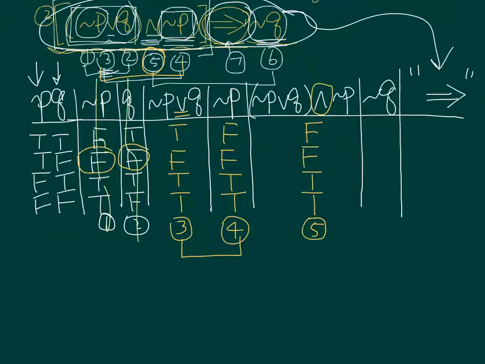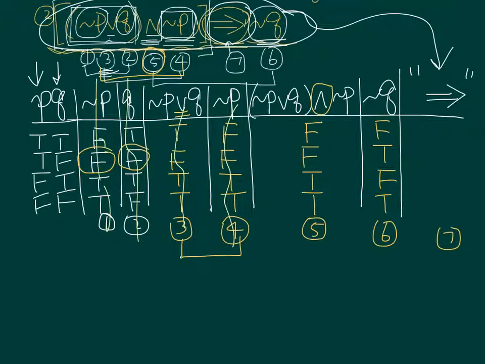So again, how did you find column 5? I used 3 and 4. So there goes 3, there goes 4. And next step, I need to find negation Q, which is the opposite of Q. Q is given as true, false, true, false. Negation Q is going to be false, true, false, true. That's my 6th column.